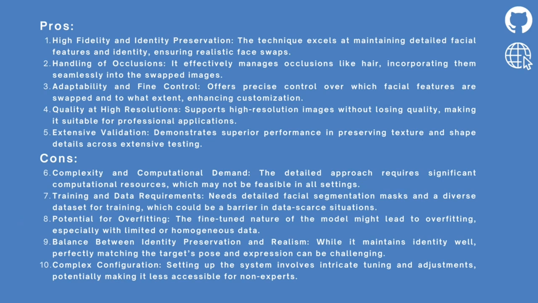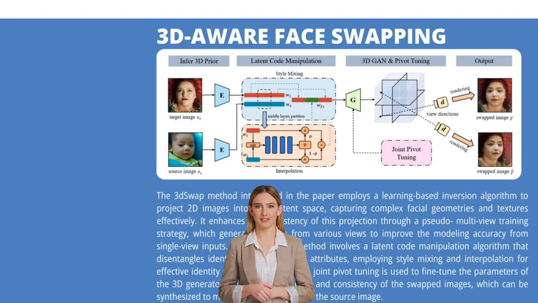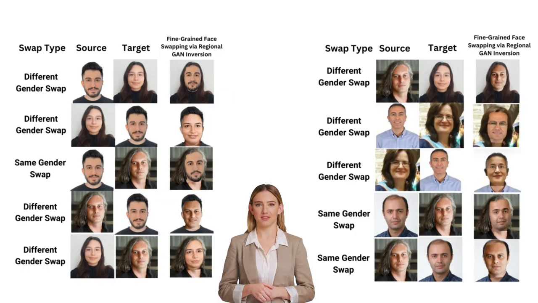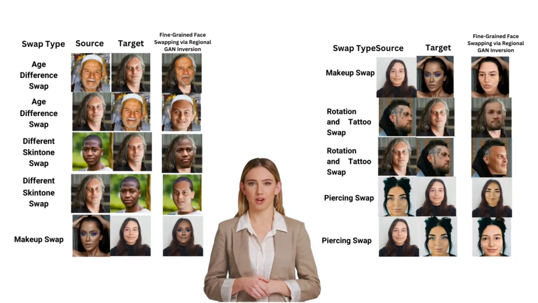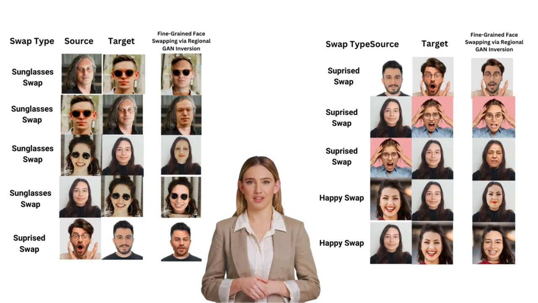Here are some pros and cons of the fine-grained face swapping method. In these images, the model can swap faces nicely, but there is a visible cut in the neckline which makes the images unrealistic. The model performs poorly in rotated images. The model doesn't perform well with age differences and different skin colors. As you can see, the model doesn't perform well with emotion changes.